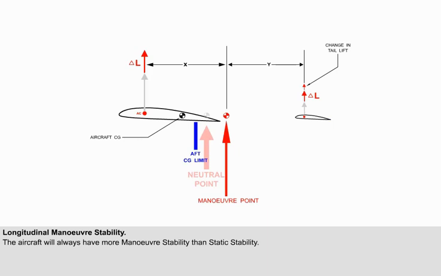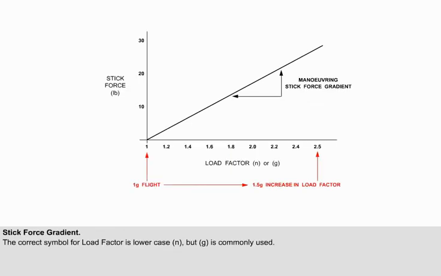If we now look again at the aft CG limit and a sample aircraft CG position, you can see that the aircraft will always have more maneuver stability than static stability. This is because the distance from the maneuver point to the aircraft CG is greater than the distance from the neutral point to the CG. We can now take what we have learned about maneuver stability and apply it to a study of stick force versus load factor.